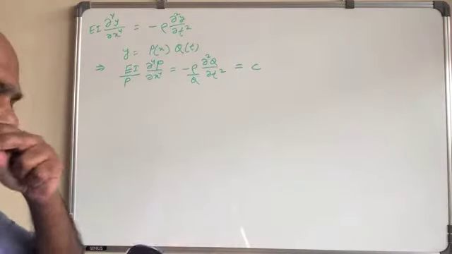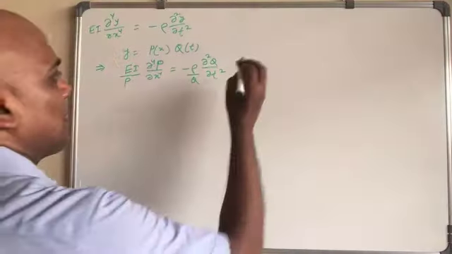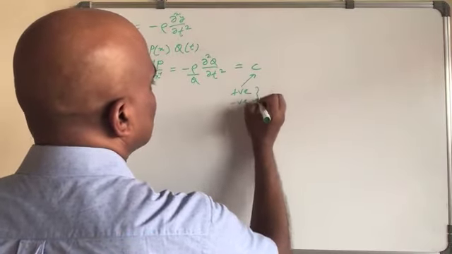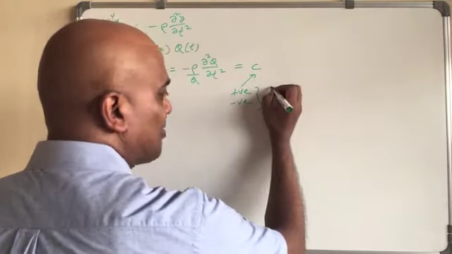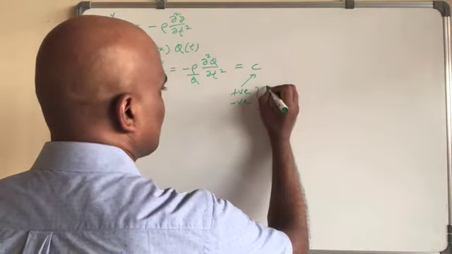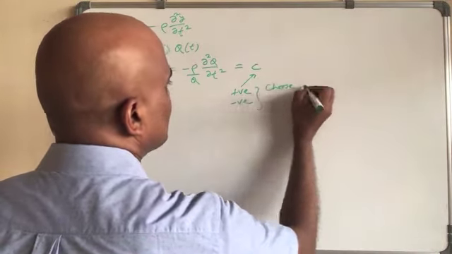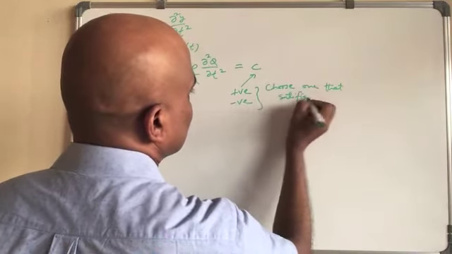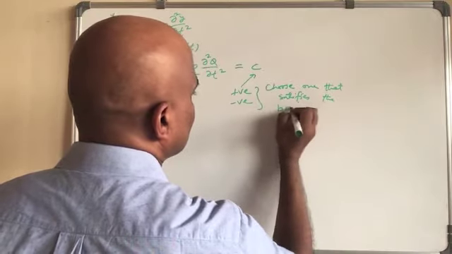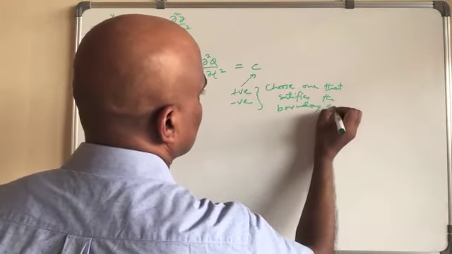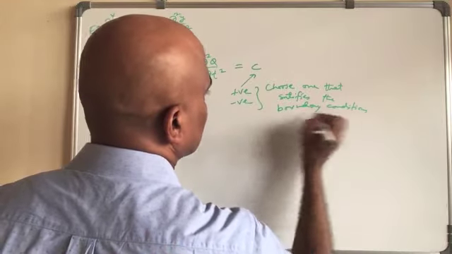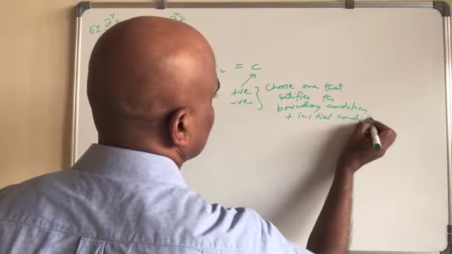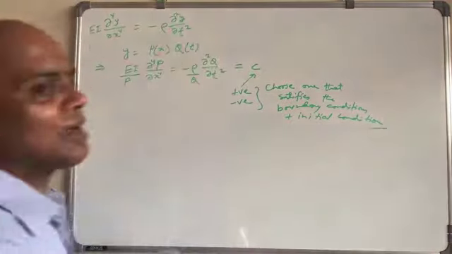One thing you remember is that c could be positive or negative, either positive or negative, and choose the one which satisfies the boundary conditions plus initial conditions. So that's what we have to choose.